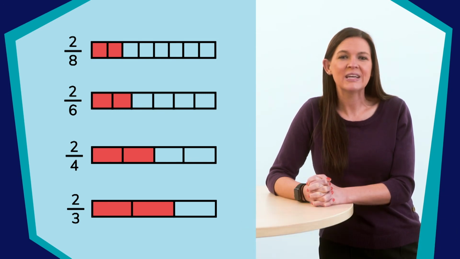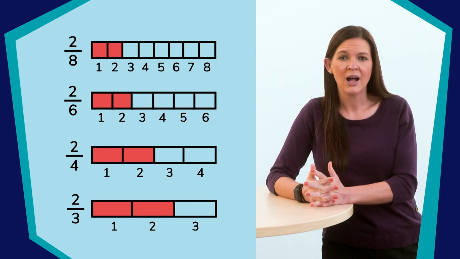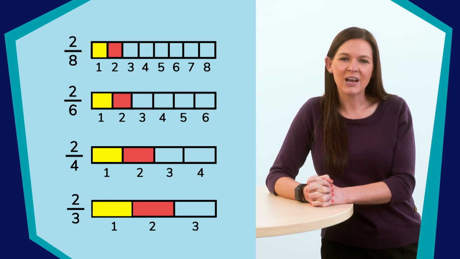I agree. We can see in the models that as the amount of pieces gets larger, the size of the pieces gets smaller. I like to think of it as sharing a pizza. If I share a pizza with one friend, I will get more pizza than if I share that same pizza with 4 friends.